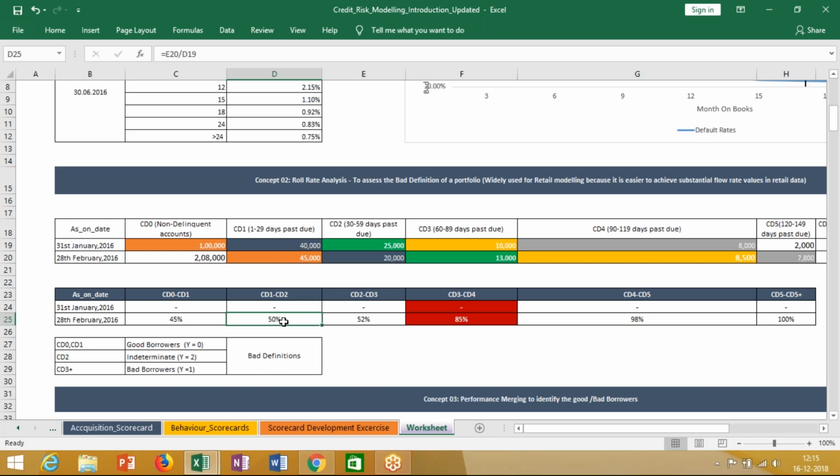As of 31st January 2016, there were 1 lakh accounts? No, this is the balance. In CD0, these are buckets, there was a balance of say 1 lakh rupees, which was non-delinquent. After 1 month, that is on 28th of Feb, 45,000 of balances flowed to the first cycle.